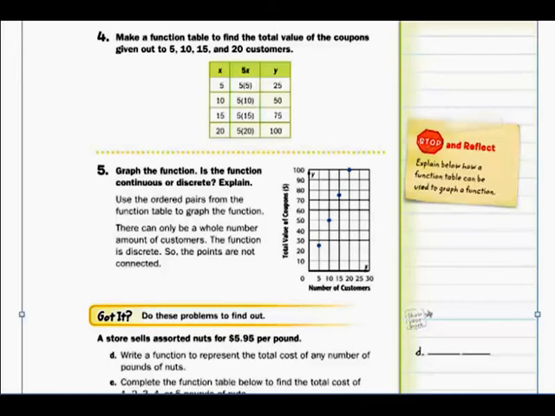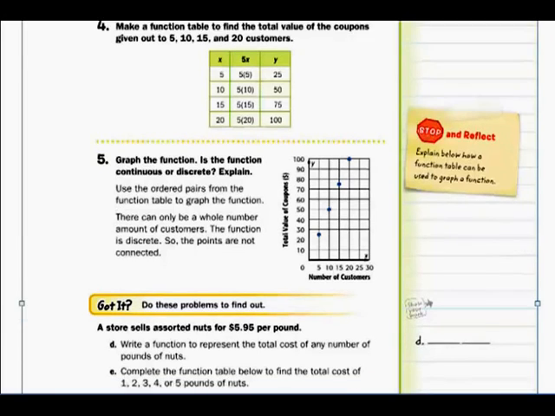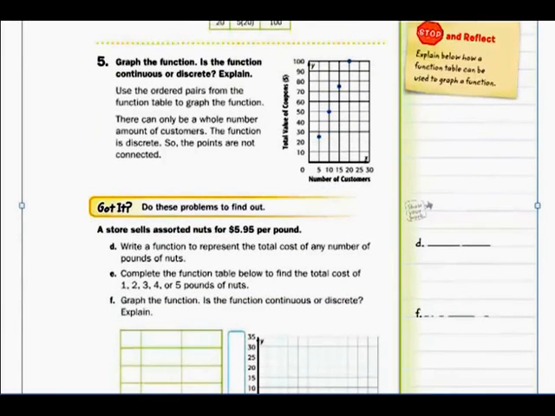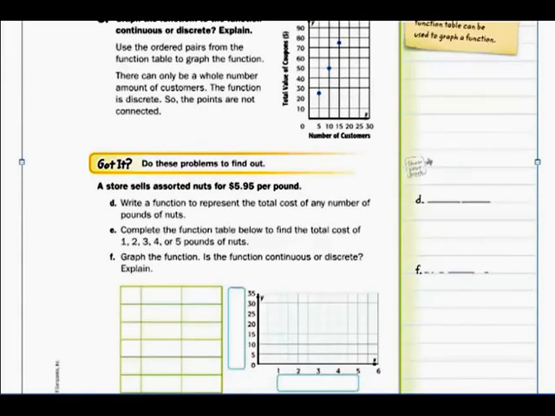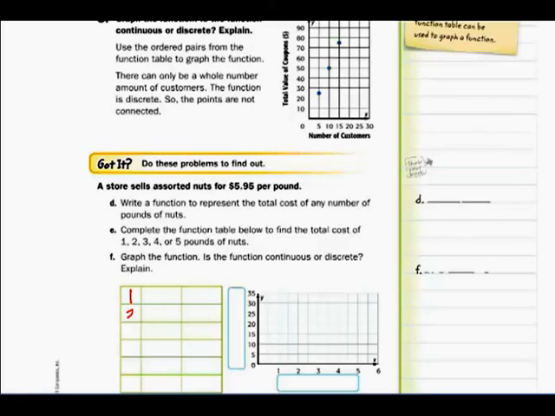All right? So under got it, a store sells nuts for $5.95 per pound. Write a function. Well, that's going to be y equals 5.95x. Complete the function below for the cost of 1, 2, 3, 4, or 5 pounds of nuts. And you're going to take them times 5.95. So you're going to do that multiplication all the way down. 2 times 5.95 all the way down. Okay? So that's what you've got.